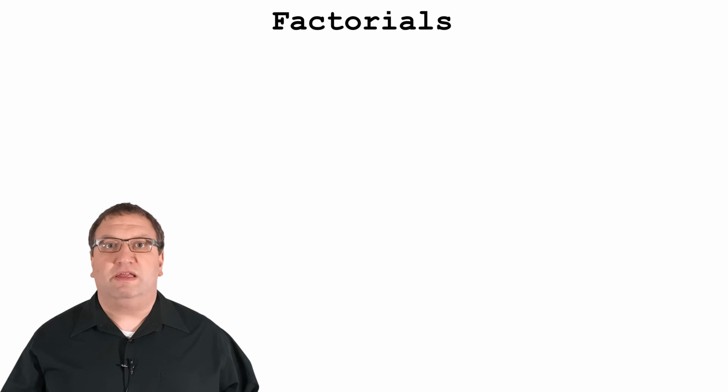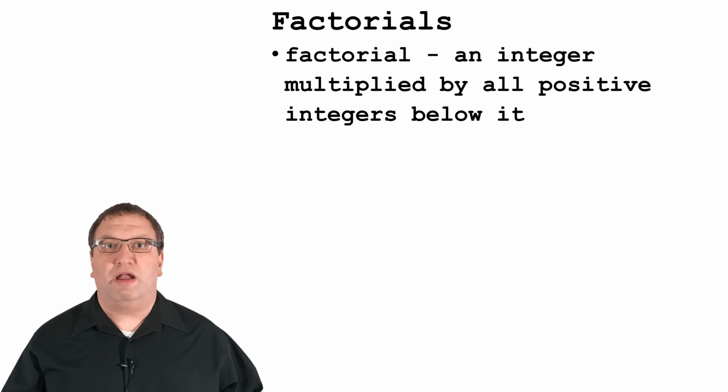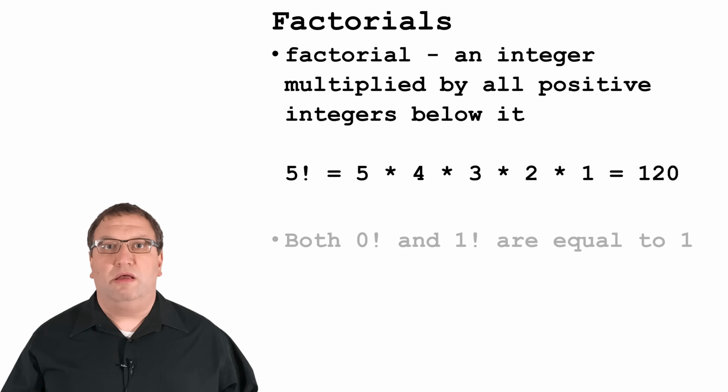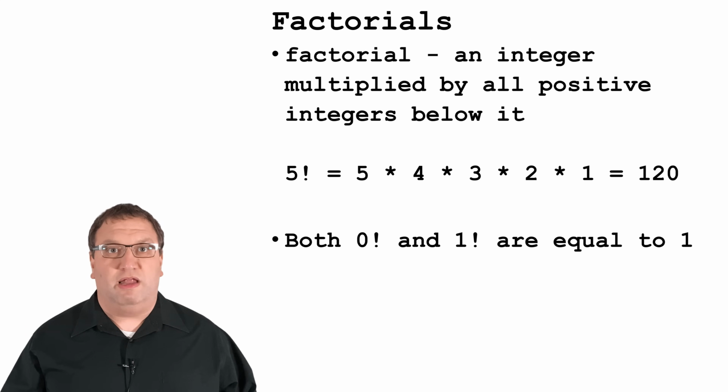Before we jump into an example of recursion, let's look at a mathematical algorithm to calculate factorials. If you don't remember factorials, hang in there for 60 seconds and I guarantee you'll be good. So what's a factorial? A factorial is the product of a positive integer multiplied by all positive integers below it. For example, 5 factorial is 5 times 4 times 3 times 2 times 1, which equals 120. Both 0 factorial and 1 factorial are equal to 1. This will be important later.